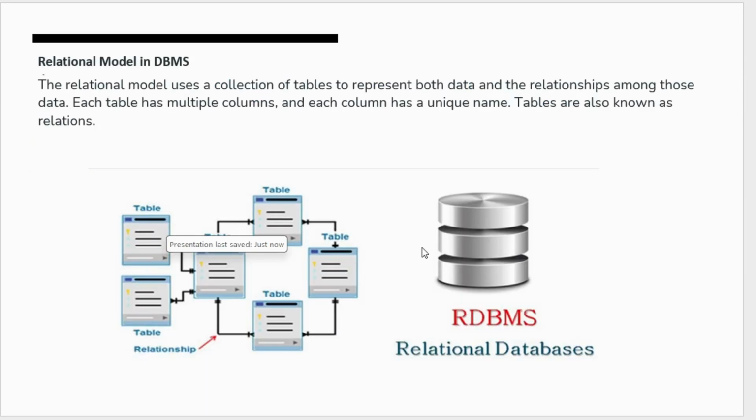Relational model is a collection of tables to represent data and the relationships among those data. Each table has multiple columns and each column has a unique name. Tables are also known as relations. In this RDBMS, each table represents an entity.